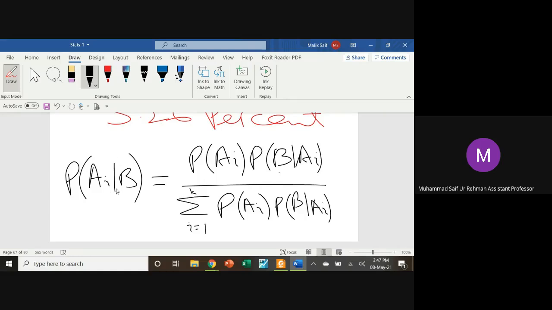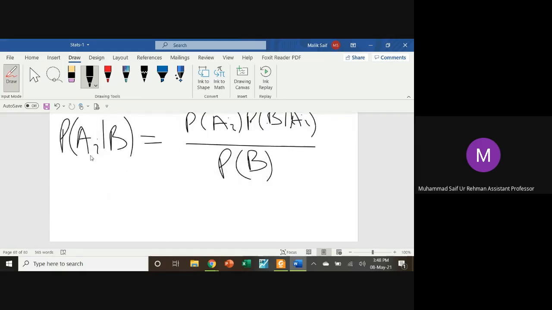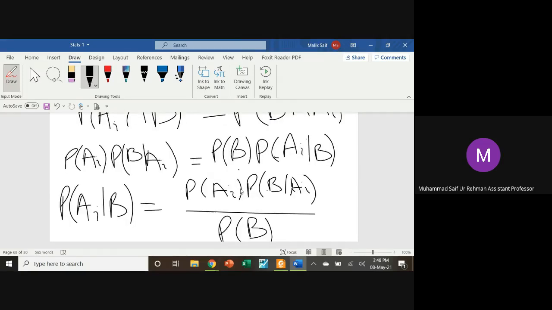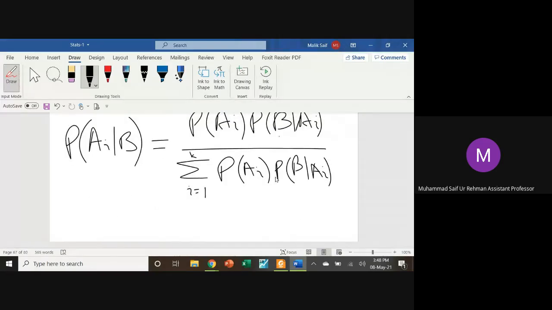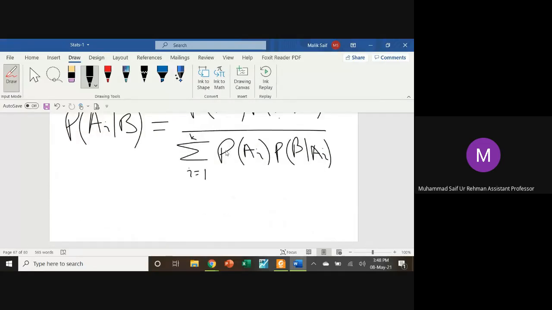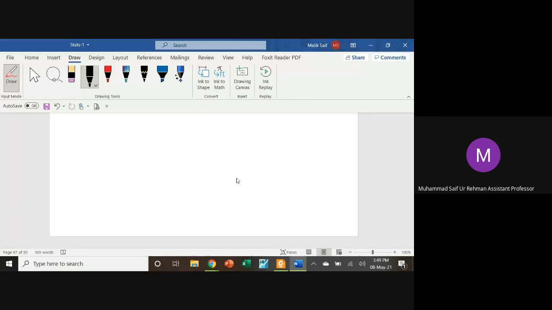So these two terms that are there in the numerator are the same. You can see this term and this term. Only probability of B we have to prove equal to this term. Once we prove that probability of B is equal to this term, then it means that we have proved the Bayes formula. Fine. So let us see how would we prove this.